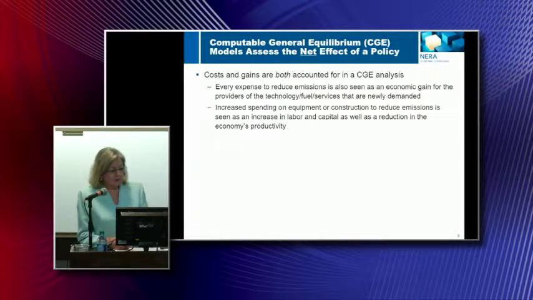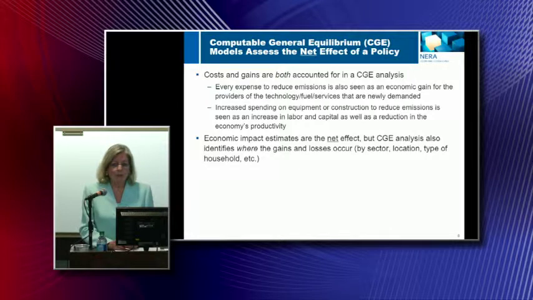And the increased spending on equipment or construction to reduce emissions is seen as an increase in both demand for labor and demand for capital, as well as being seen as a reduction in the overall productivity of the productive aspects of the economy. And so we end up with the net effect coming from a CGE model. But as I said already, what you also learn from a CGE model is not just a net effect that's like a single number, is it up or down, but you get to see where in the economy the costs ended up pinching the most and who benefited the most. And the who isn't necessarily individuals, it's also sectors and regions.